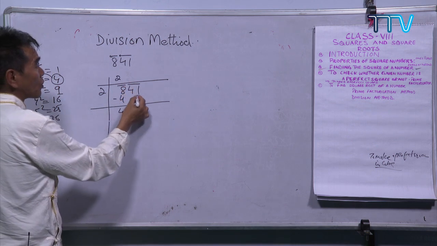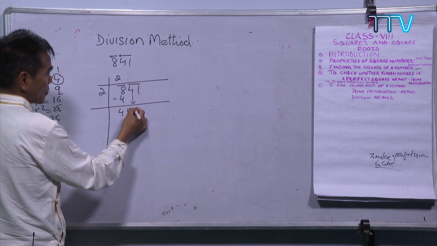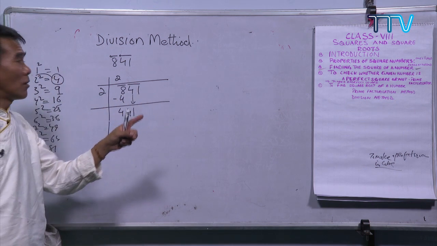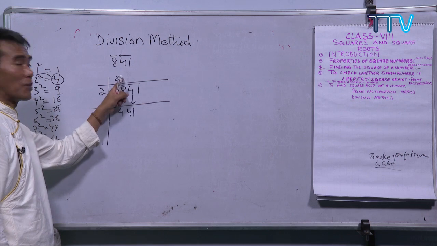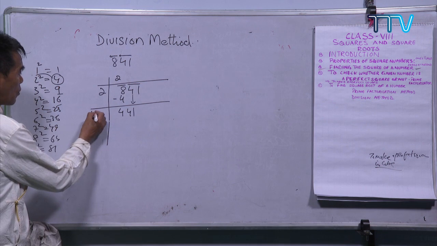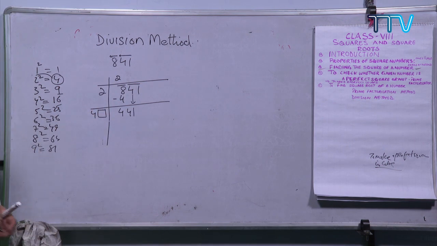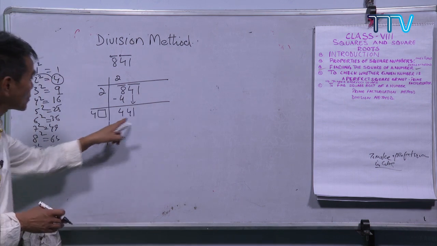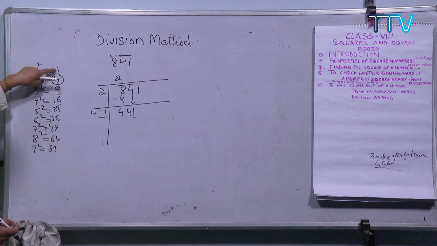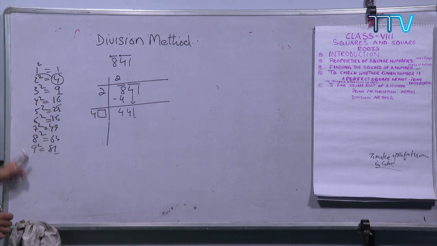Then bring down the next bar, 41, and place it beside the 4. Next, double the quotient: 2 doubled is 4, which goes in the tens place. Now try to put a digit in the unit place, next to the 4. The unit digit of the square must end in 1, so the digit is either 1 or 9. Either you put 41 or you put 49.